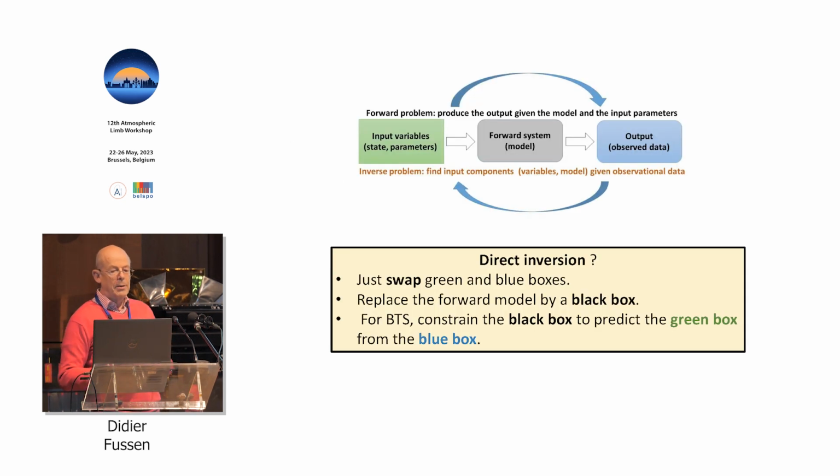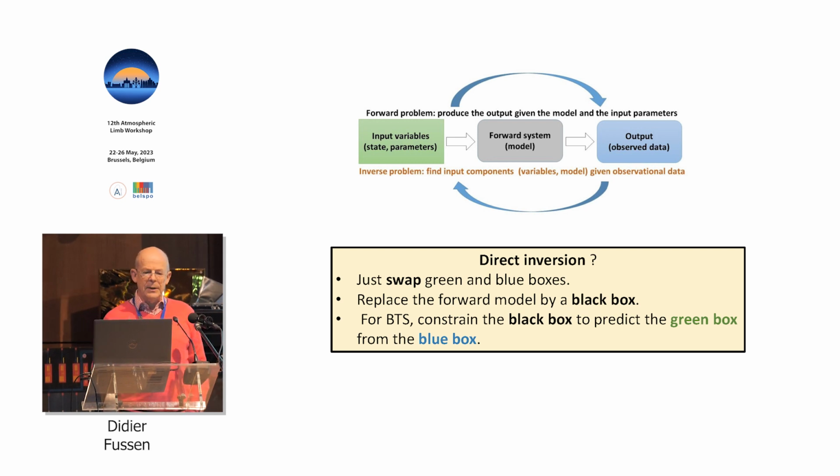So, the inverse problem: you have a forward model that translates the state vector into your observation, radiance, transmittance, whatever. And what I will call a direct inversion is very simple. You just swap the blue and the green boxes. You replace your forward model by, let's say, a black box. What you have to do now is, using this big training set, to constrain the black box, to compute it in such a way that the green box will be predicted from the blue box. Okay, this is the direct inversion as seen here.